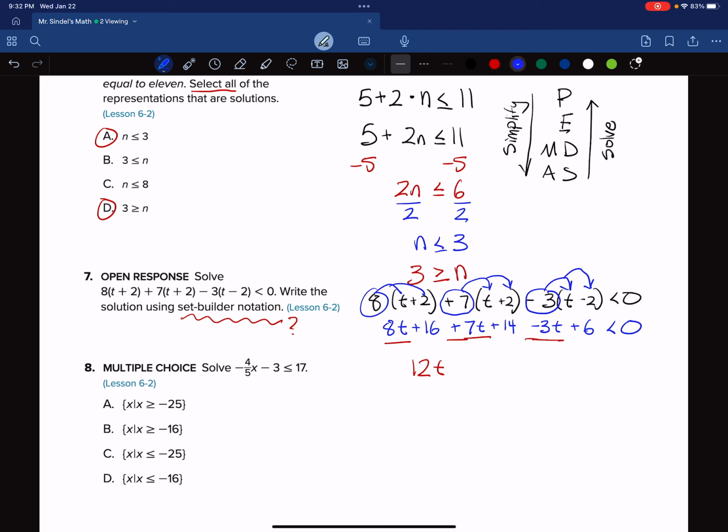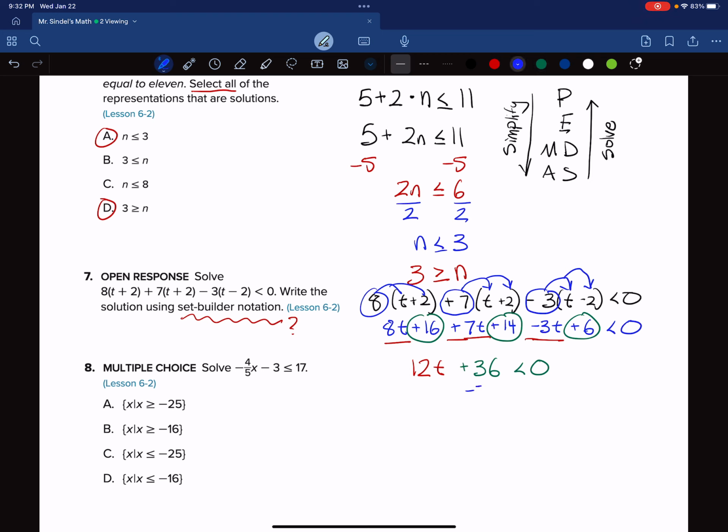Okay, what about the other terms? I have a constant, a constant, and a constant. Notice how I'm circling part of that sign in front of those constants as well to make sure I have the right signs. Let's do 16 and 14 add up to 30. 30 plus 6 is 36. So I'm going to say a positive 36. And then I'm going to copy down the rest of our inequality, less than 0. And then from here, we just need to solve for t.